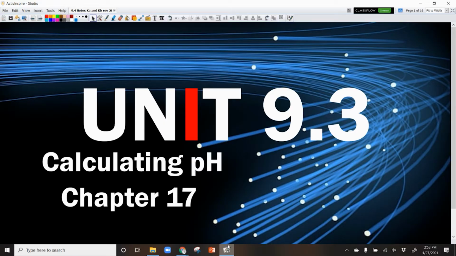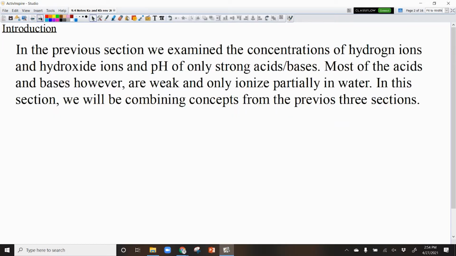Well, welcome back. This is unit 9.3 or 9.4, I think I should say. And this is calculating pH using Ka and Kb. And these are all of weak acids. In our last unit, we talked about strong acids. These are weak acids.